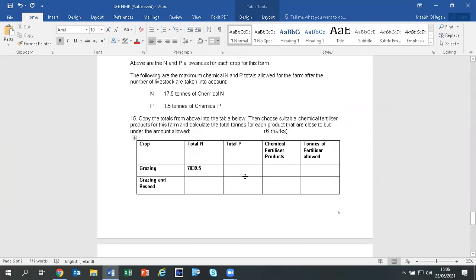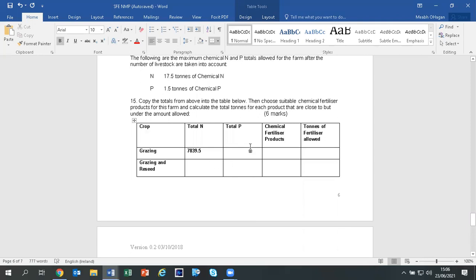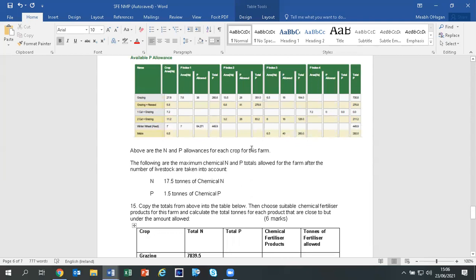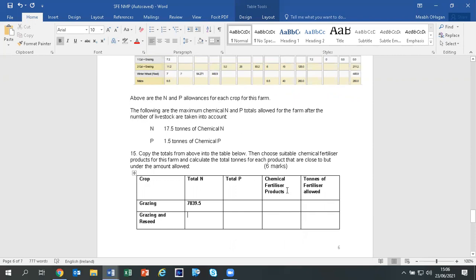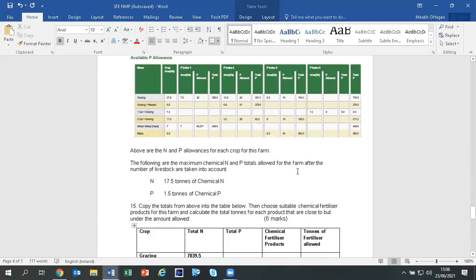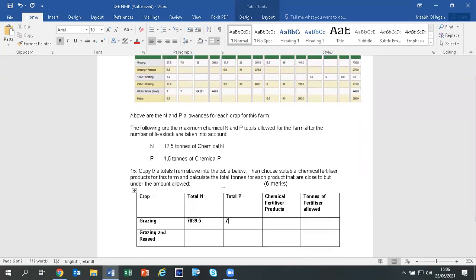All right. So when you have that done, that's nice and straightforward. You're basically just taking those figures and copying them directly from the table above into the table below. That's all you're doing for that part. The next bit is a little bit trickier. We need to select, okay, so I'll just pop in that phosphorus figure, 735.8.